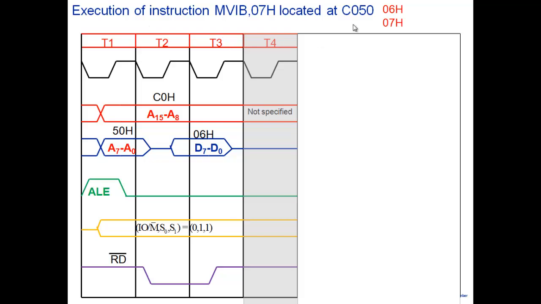Now, what does the microprocessor do? So 06 has gone into my instruction register. What does the microprocessor have to do now? What will this 06 tell the microprocessor?